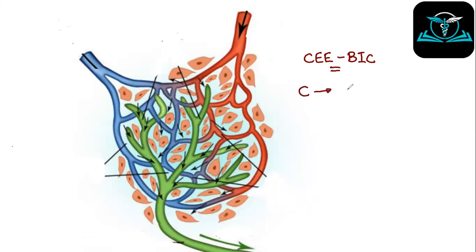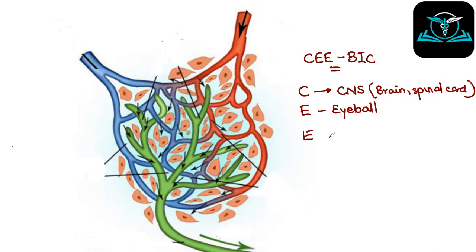C stands for the CNS. So when you get to the brain and the spinal cord tissues, there are no lymphatic vessels here. Then E stands for the eyeball, so there are no lymphatic vessels in the eyeball. The next E stands for the epidermis of the skin.